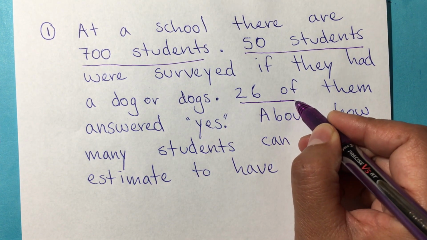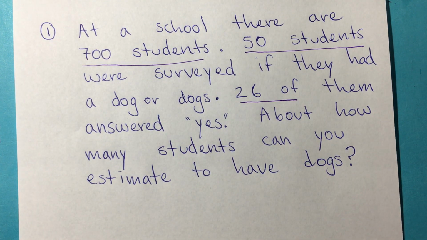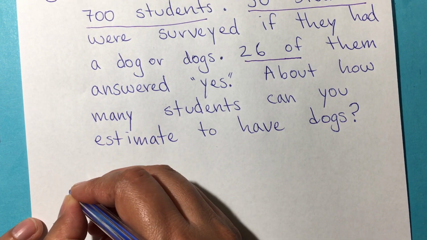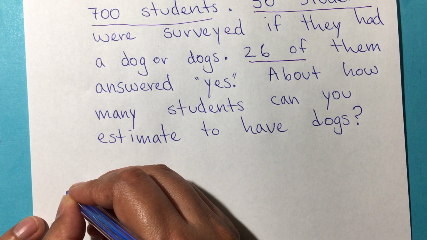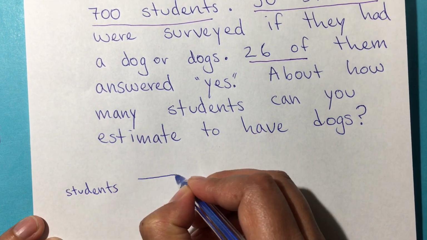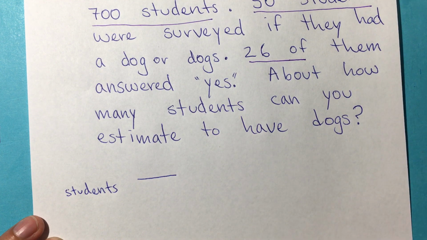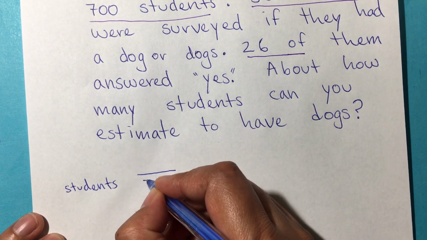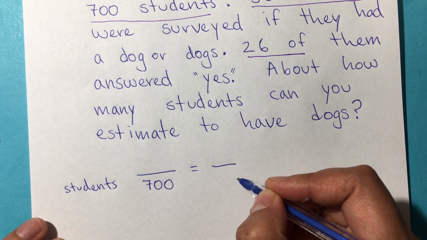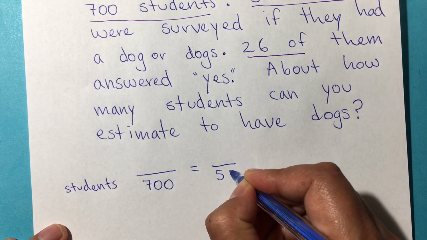26 of them answered yes, they have dogs, okay? And so in here, we're going to put the number of students at the denominator. For the first one, it's the total number of students, okay? So 700 are the total. And how many students were surveyed? 50 were surveyed.